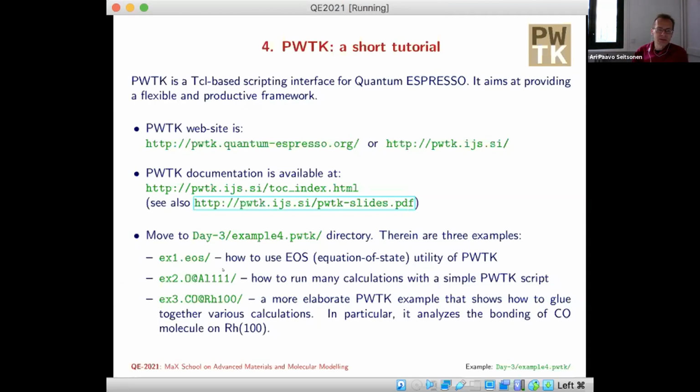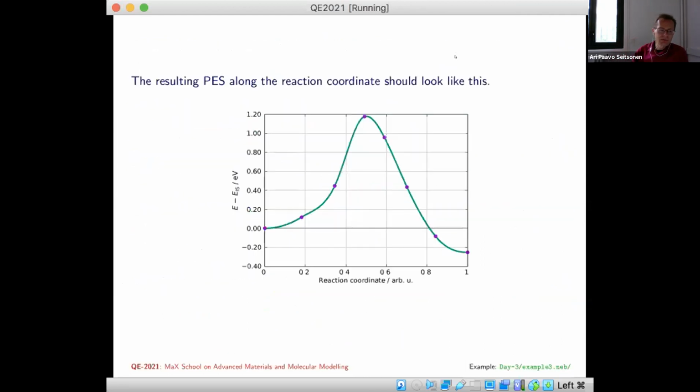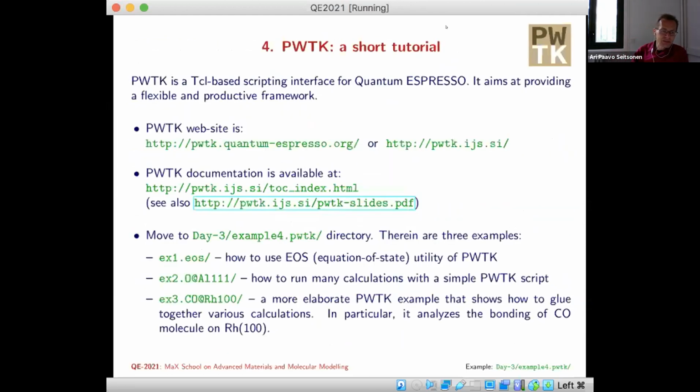So this is very similar to the previous one. Sorry, so this was the 1, 0, 0 direction of the surface; the 1, 1, 1 would be a different orientation of the surface. And we will look at the potential energy surface of oxygen at different lateral positions on the aluminium 111 surface. And then the third one is more elaborate, and we have already written it in the slides.